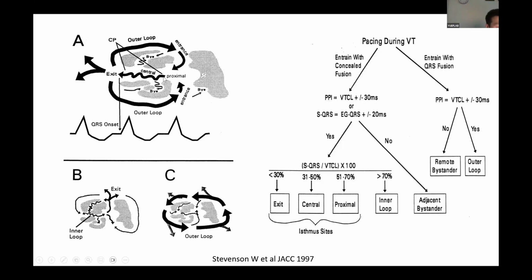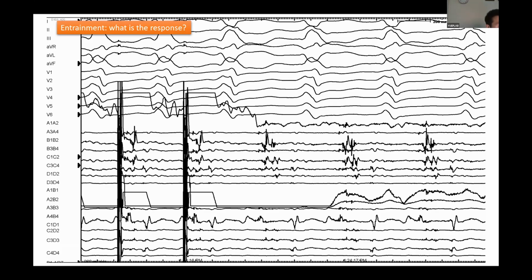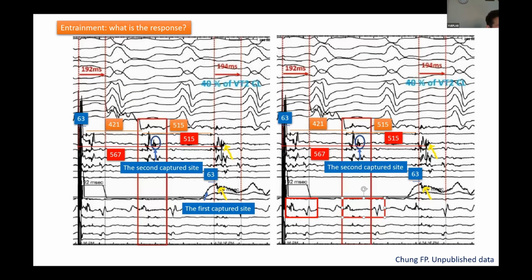Usually, this accounts for the central isthmus or the adjacent bystander. So we will categorize it using PPI minus TCL, and also the stimulus to the onset of QRS. But I should say that this is a very simple illustration, and the reality is very complex. So, okay, this is one case where we did entrainment for an ischemic VT. I would like to show that. I put the measurements here.